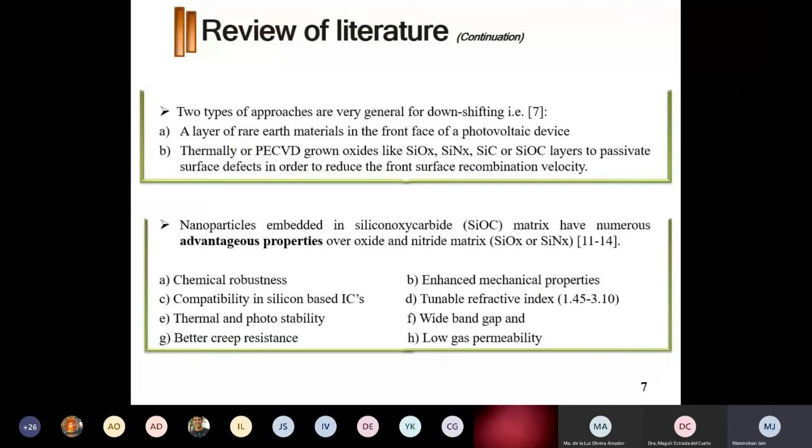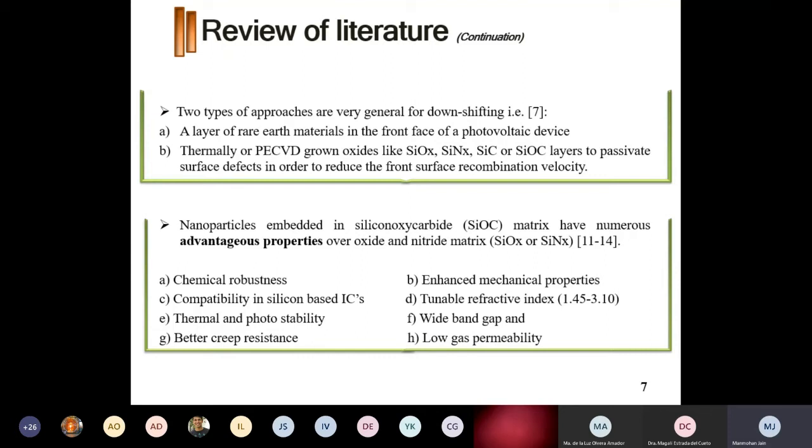If we talk about the approaches to get this kind of method, there are two very general approaches. First, to deposit a rare earth materials layer on the front face of the photovoltaic device. The other is to grow an oxide, nitride or carbide layer by thermal or PECVD to passivate surface defects in order to reduce the front surface recombination velocity.